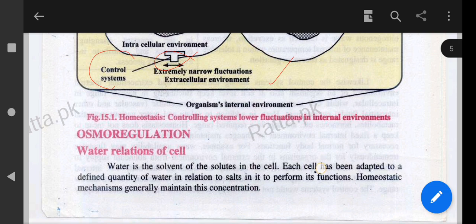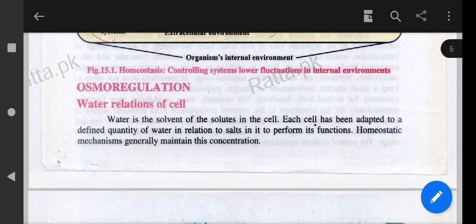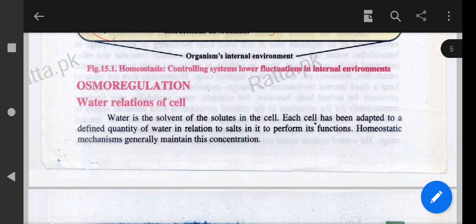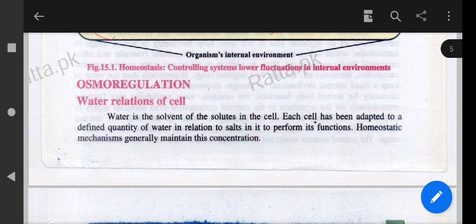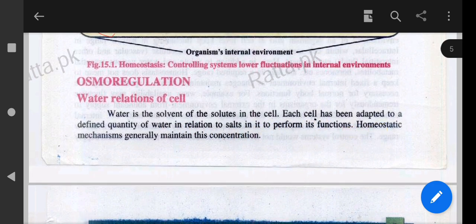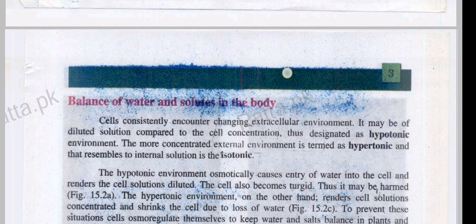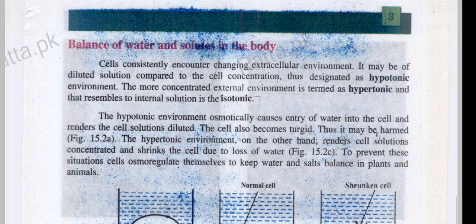So here we go. Water relation of cell. Water is a solvent of solutes in the cell. Each cell has been adapted to a defined quantity of water in relation to the salts in it to perform its function. Homeostasis maintains this concentration. And the next is balance of water and solutes in the body.